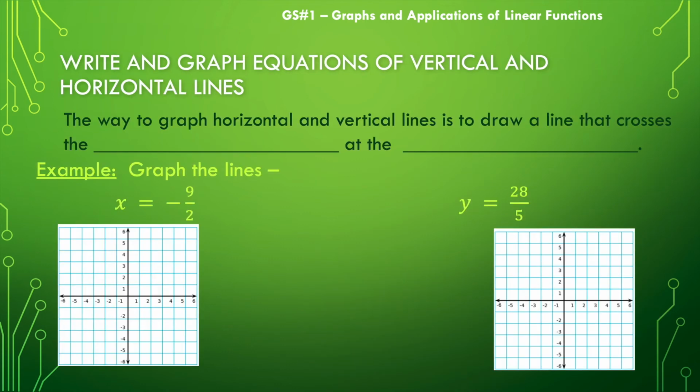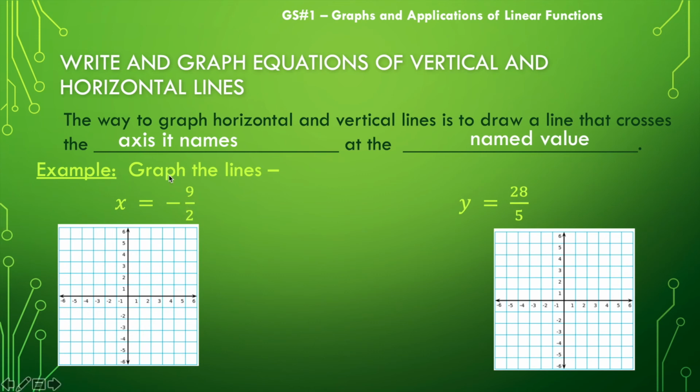When I'm thinking about writing and graphing vertical and horizontal lines, remember we talked about vertical lines will always be in the form of x equals, and horizontal lines will always be in the form of y equals. Now, sometimes students get confused and forget which one is which. One thing you can do here is recall that it will always be a graph of a line that crosses the axis that it names at the named value.